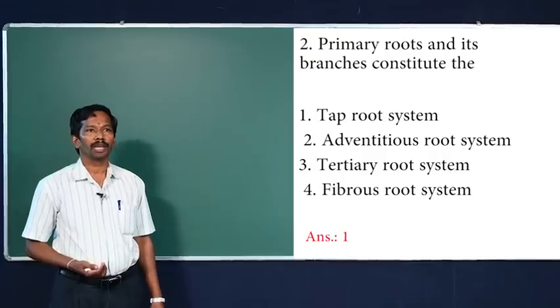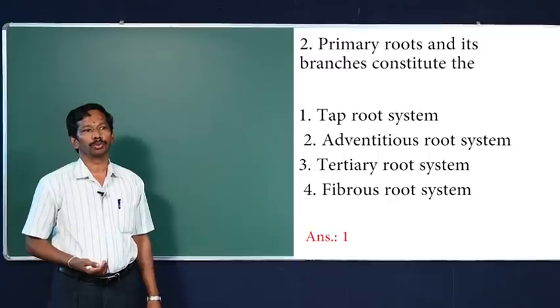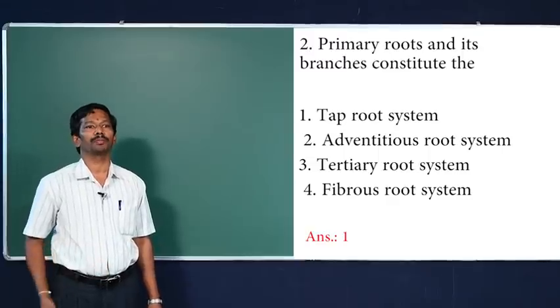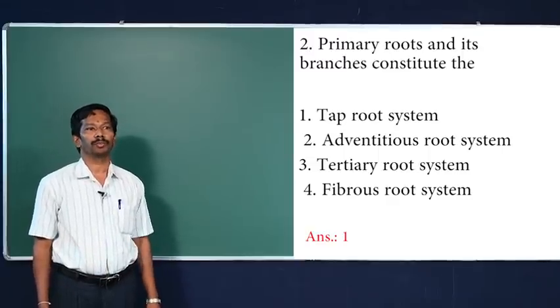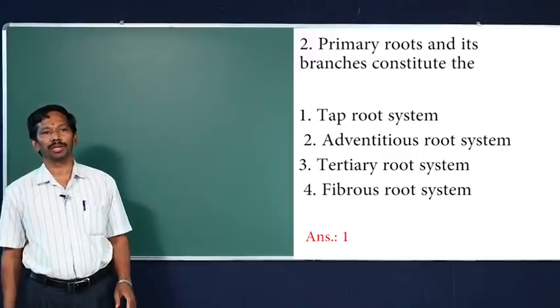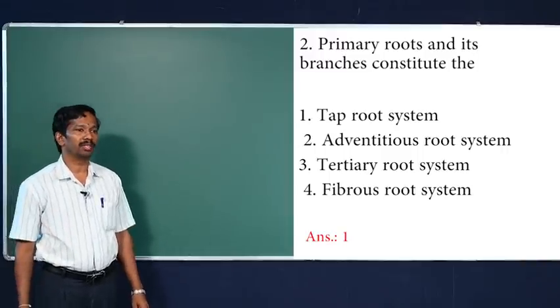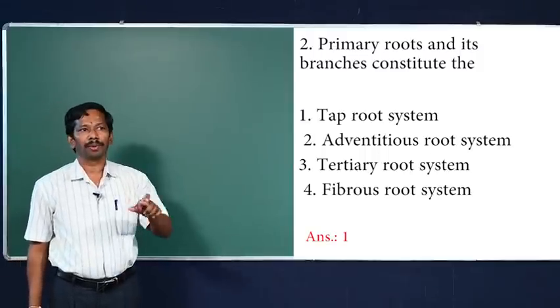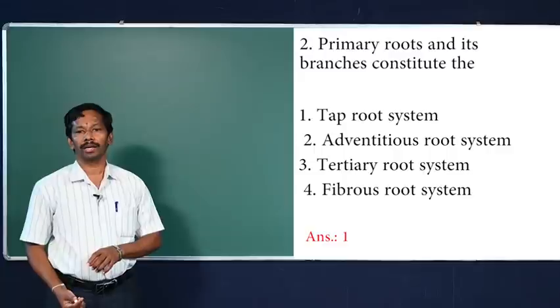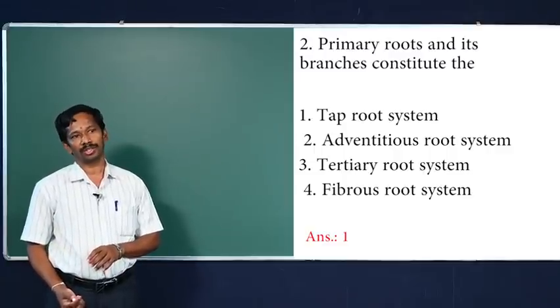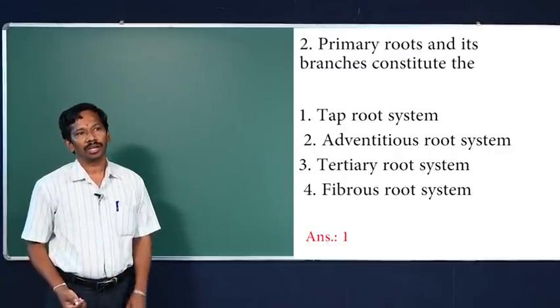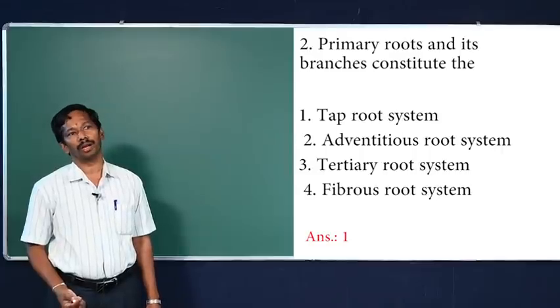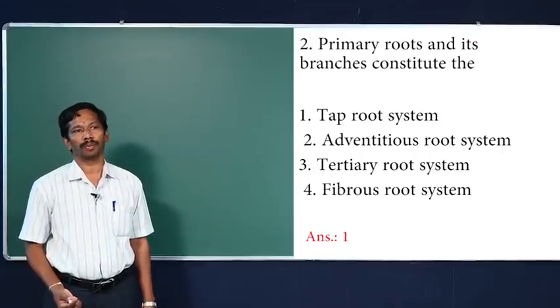Question number 2, primary root and its branches constitute, first option taproot system, second option adventitious root system, third one tertiary root system, and fourth one is fibrous root system. Answer is 1 because in dicotyledonous plants primary root continues and divides into secondary root, tertiary and so on. So therefore taproot system is produced from the branches of primary root system.